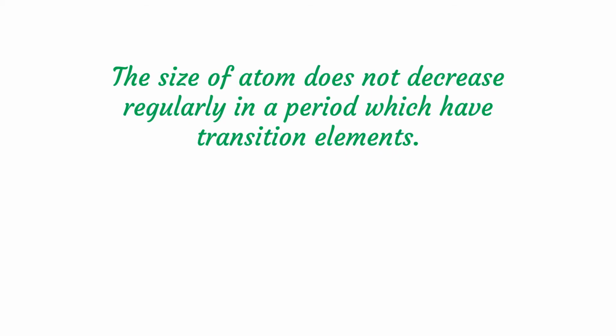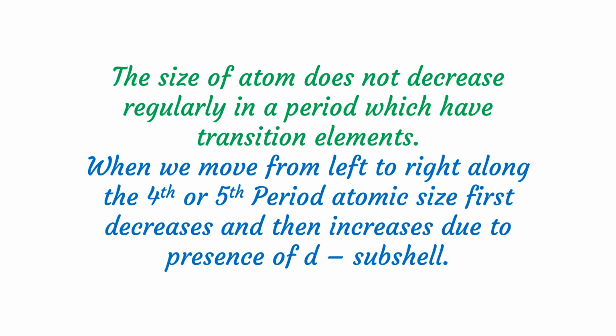Let's see the trends in atomic size of transition elements and d block elements. The size of an atom does not decrease regularly in periods which have transition elements. For example, when we move from left to right along the fourth, fifth and other periods which have d subshells, the atomic size first reduces and then it increases due to the presence of d subshells.